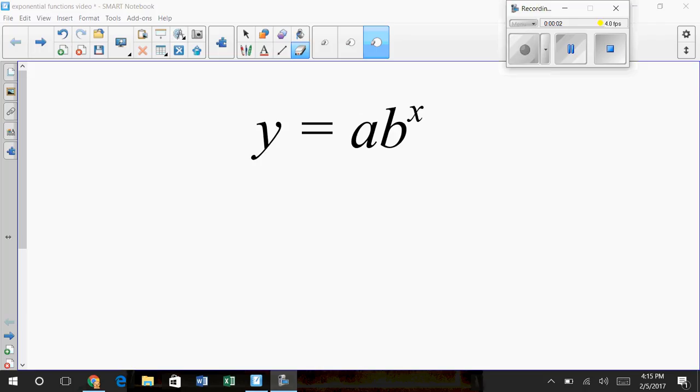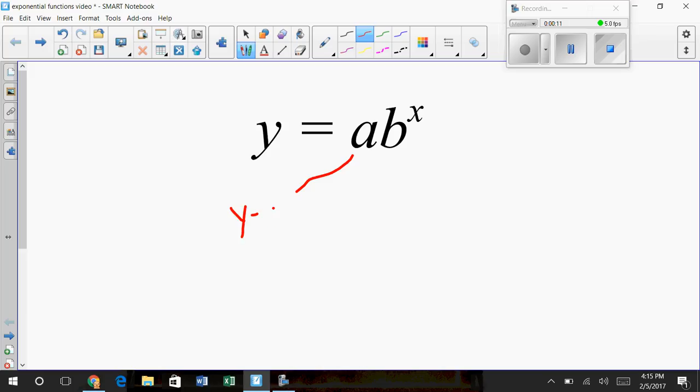Okay, so y equals ab to the x is the general form of your basic exponential function. So when we're using this format, a is, if you're looking graphically or at a table of values, your y-intercept. And if we're looking at it through the lens of a word problem, this would be our initial value, or where the function starts.